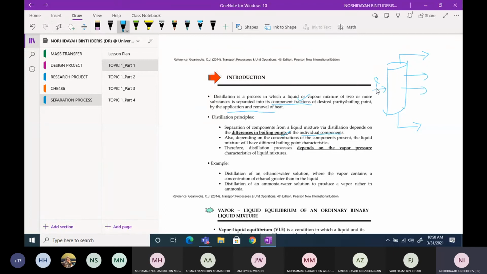Okay, so when you have this kind of liquid, multiple mixture coming in, the lowest boiling point akan keluar kat paling atas lah. This one is the lowest boiling point, and second lowest boiling point akan keluar dekat sini, sampai lah dekat sini is the liquid which has the highest boiling point. Alright. Okay, so the distillation process depends on the vapor pressure characteristic of the liquid mixture.